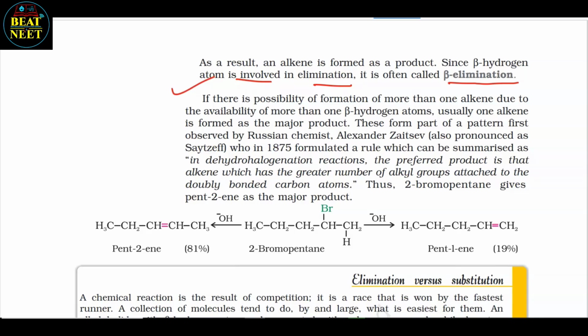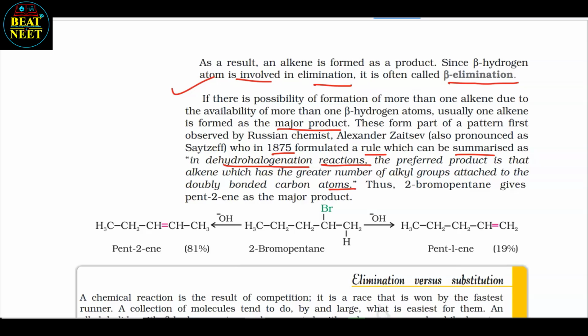If there is a possibility of formation of more than one alkene due to the availability of more than one beta hydrogen atom, usually one alkene is formed as the major product. These form part of a pattern first observed by the Russian chemist Alexander Zaitsev, also pronounced as Saytzeff, who in 1875 formulated a rule which can be summarized as follows. In dehydrohalogenation reactions, the preferred product is that alkene which has a greater number of alkyl groups attached to the doubly bonded carbon atoms.